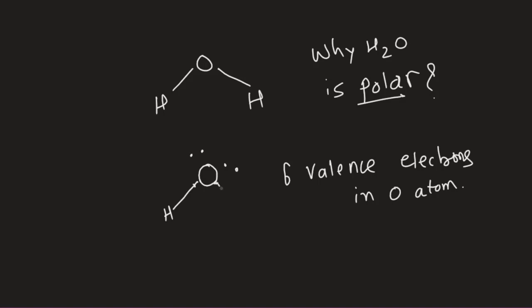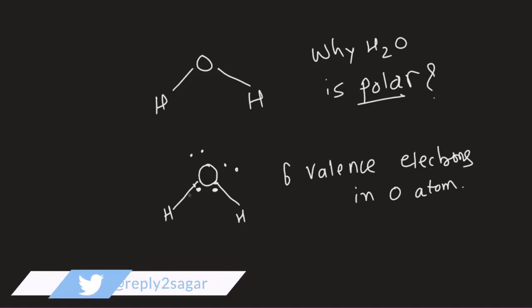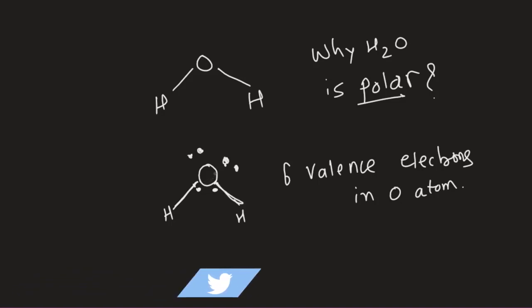So if you have this oxygen atom, out of 6 valence electrons, 2 electrons are used to make the bond with hydrogen. So out of 6, 2 are gone. How many are remaining now? 4 valence electrons are remaining. So in the H2O molecule, there are 2 lone pairs of electrons on this oxygen atom.